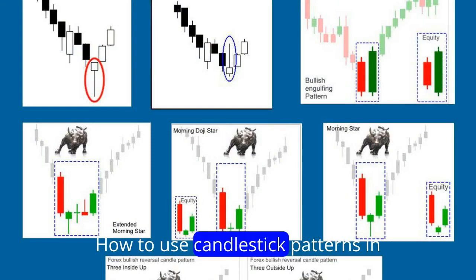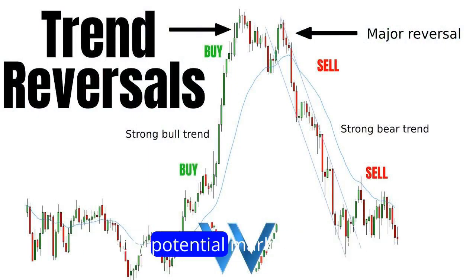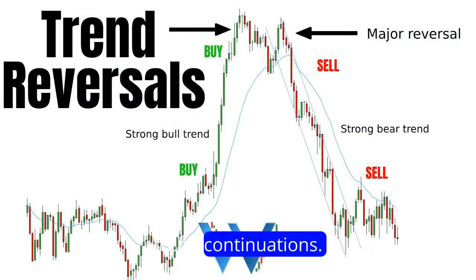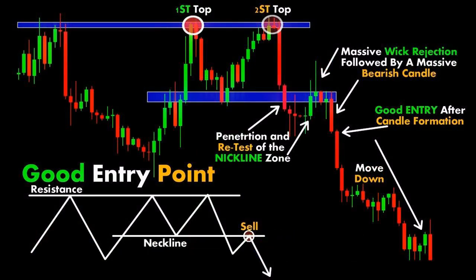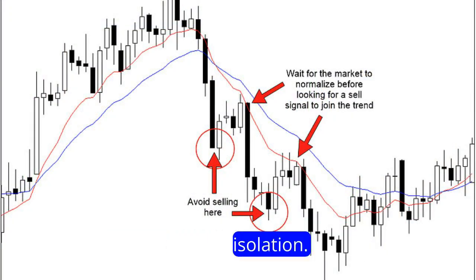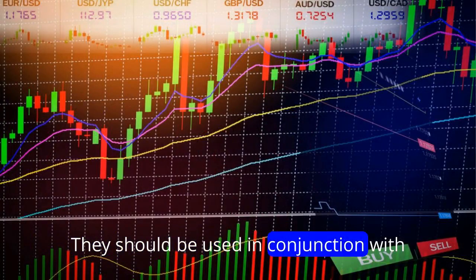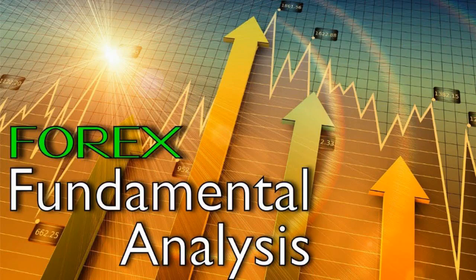How to use candlestick patterns in Forex trading. Candlestick patterns can be used to identify potential market reversals or trend continuations. Traders can use them to determine entry and exit points in the market. However, it is important to note that candlestick patterns should not be used in isolation. They should be used in conjunction with other technical analysis tools and fundamental analysis.